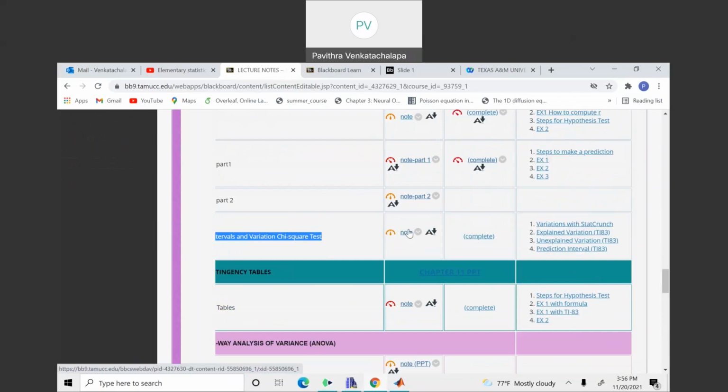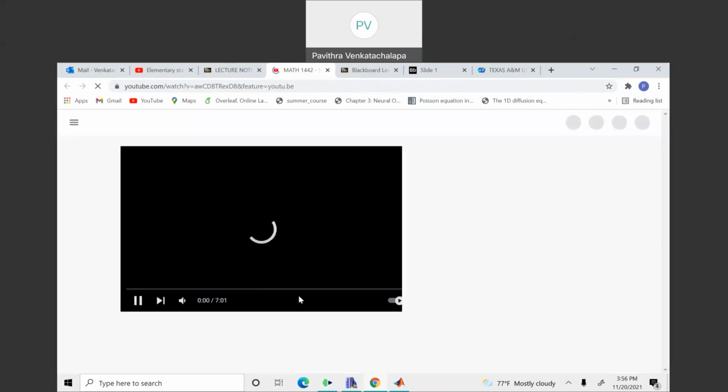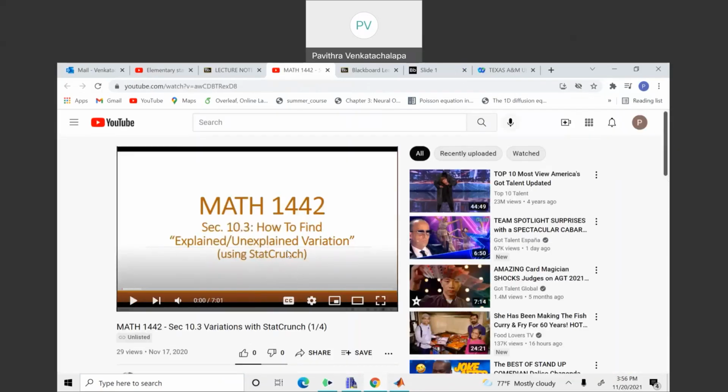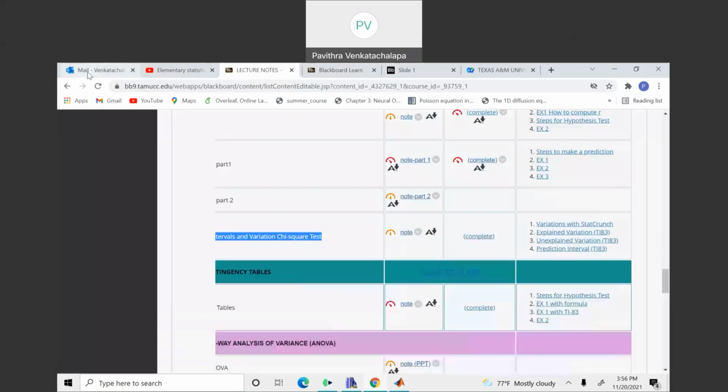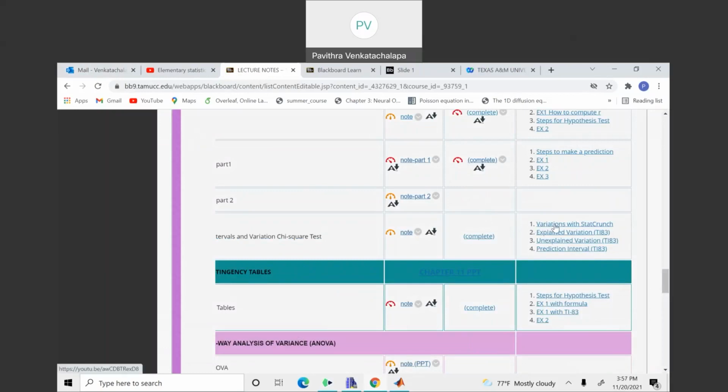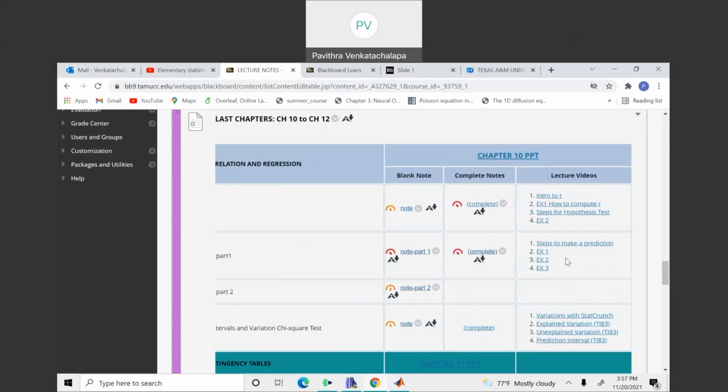The notes are like a presentation. If you do not understand these notes, we also have videos here. These are the video links. Just click on a video and that will take you to the link. This will explain how to find the variation using StatCrunch. We have 4 videos in the same way. You can use the TI-83 also, and you can also use StatCrunch. Whichever you find easy, you can use.